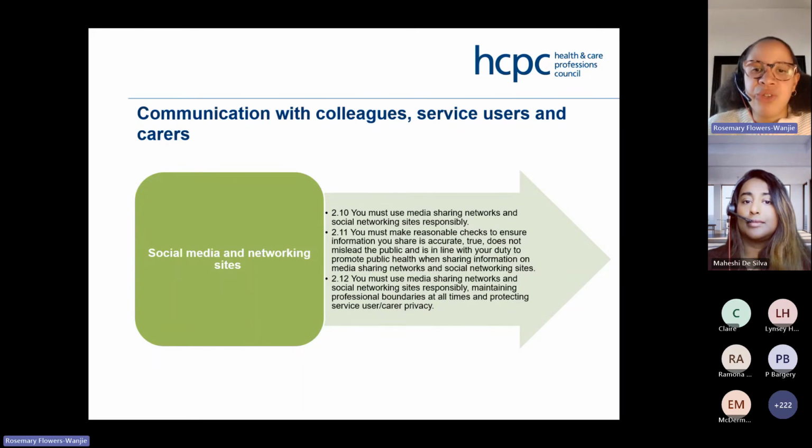We've added two new standards to this section as well, and those standards are 2.11 and 2.12. The new standard 2.11 tackles the increased occurrence of misinformation on social media. It ensures that registrants understand that they have a responsibility to check the accuracy of the information that they share. The new standard 2.12 ensures that registrants' responsibilities to maintain professional boundaries and protect service user information on social media is stated very clearly.